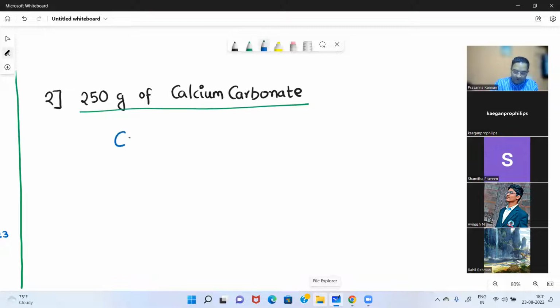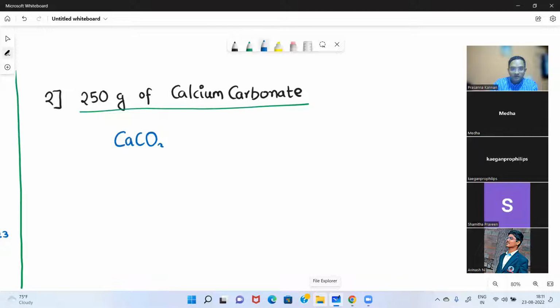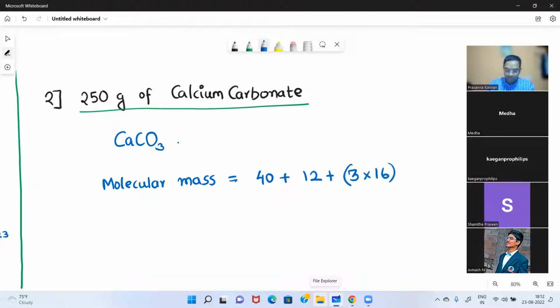So calcium carbonate. What is the formula for calcium carbonate? CaCO3. Right. So first let's find out the molecular mass of calcium carbonate, for which you need to know the atomic masses of each element. What is the atomic mass of calcium? 40. What is the atomic mass of carbon? 12. What is the atomic mass of oxygen? 16. And how many atoms are there? 3 atoms are there. Therefore, it must be 3 multiplied by 16. So you can see it is 40 plus 12, 52, plus 48. So the answer will be 100. So the molecular mass of calcium carbonate is 100.